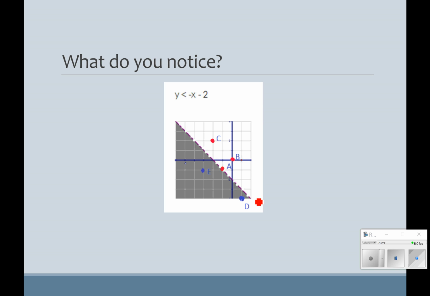Now notice here is different. I use a dotted line. And that dotted line is very much like an open circle. So whatever falls on that line is not part of the solution. As you notice, these 3 things are not in the shade, and they were not part of your solutions. And then D and E were part of your solutions for number 2.